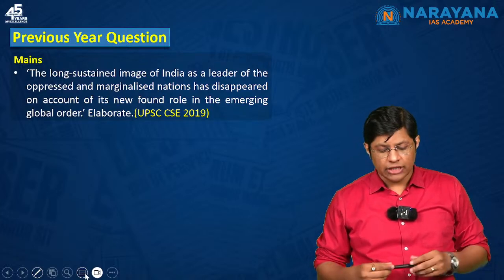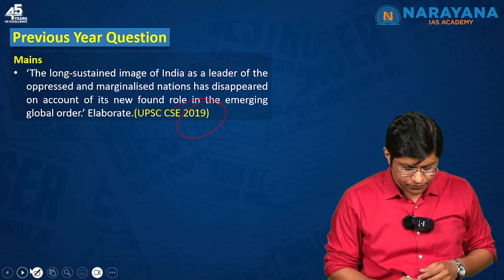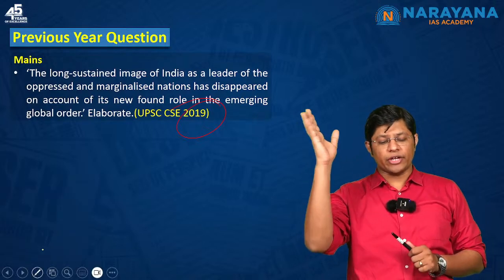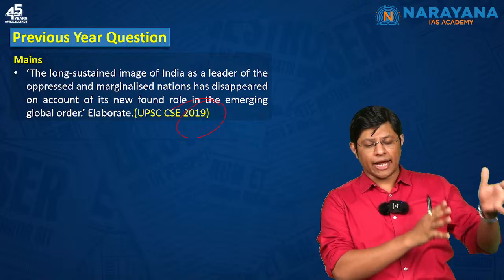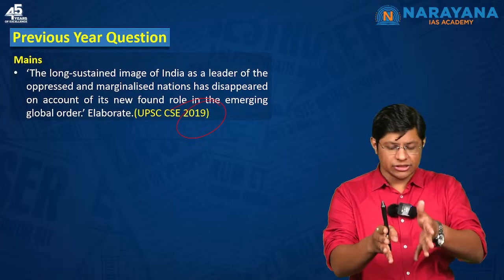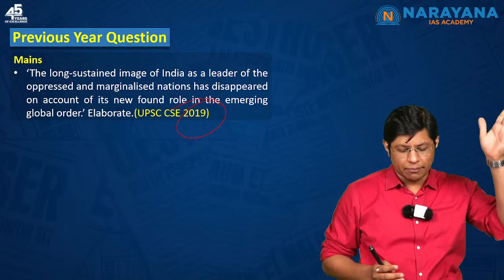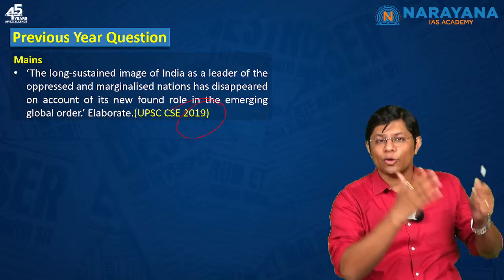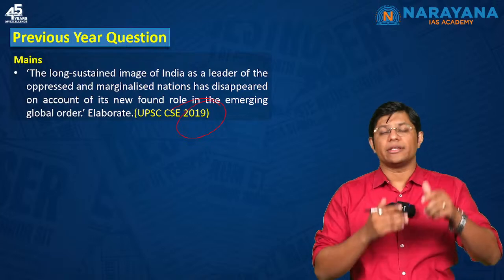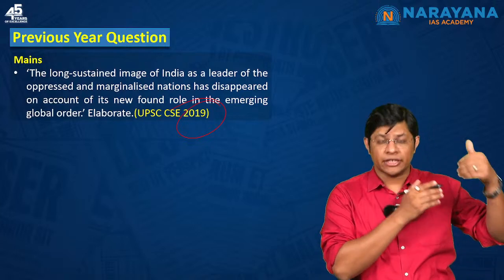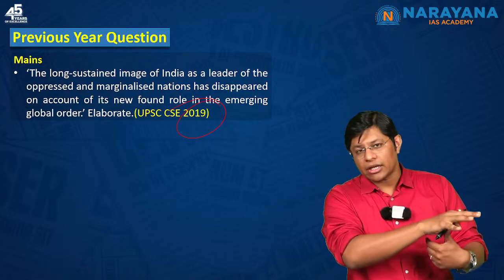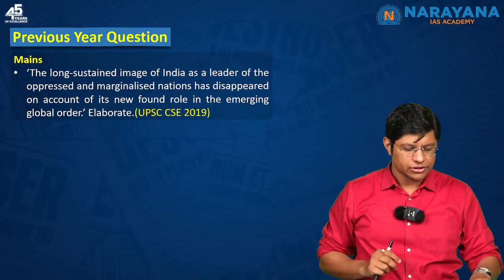The question was asked in the year 2019. The question was: the long sustained image of India as a leader of the oppressed and the marginalized sections or nations has disappeared on account of its newfound role in the emerging global order. Right? So in this, we need to understand how India was a leader of the oppressed nations and now how that role has significantly or drastically changed.